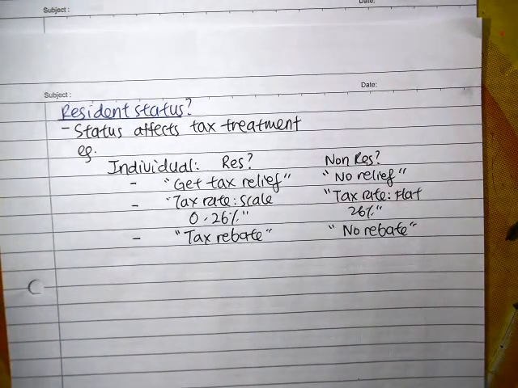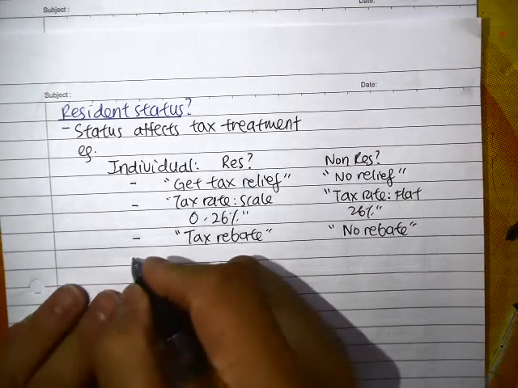So, example of rebate, when is rebate given? When you have chargeable income not more than 35,000. Where you say below, it means 34,999. So it's not more than, not exceeding 35,000.